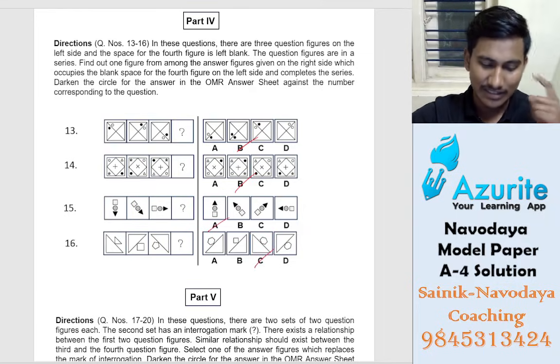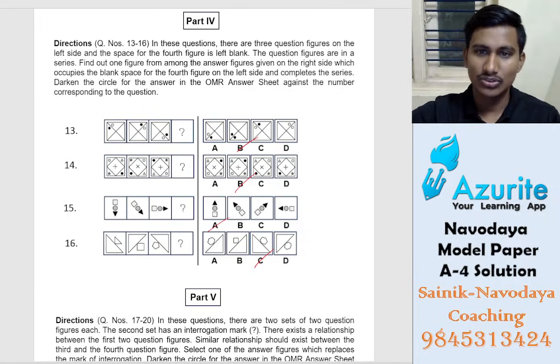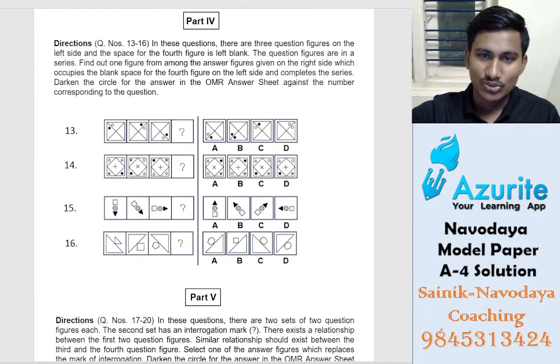B, B, A and C. This is the answer. No. Okay. This is different. So A4 this is right. So 13th answer is A, A, C, A, right? So A, C and A answer, right?